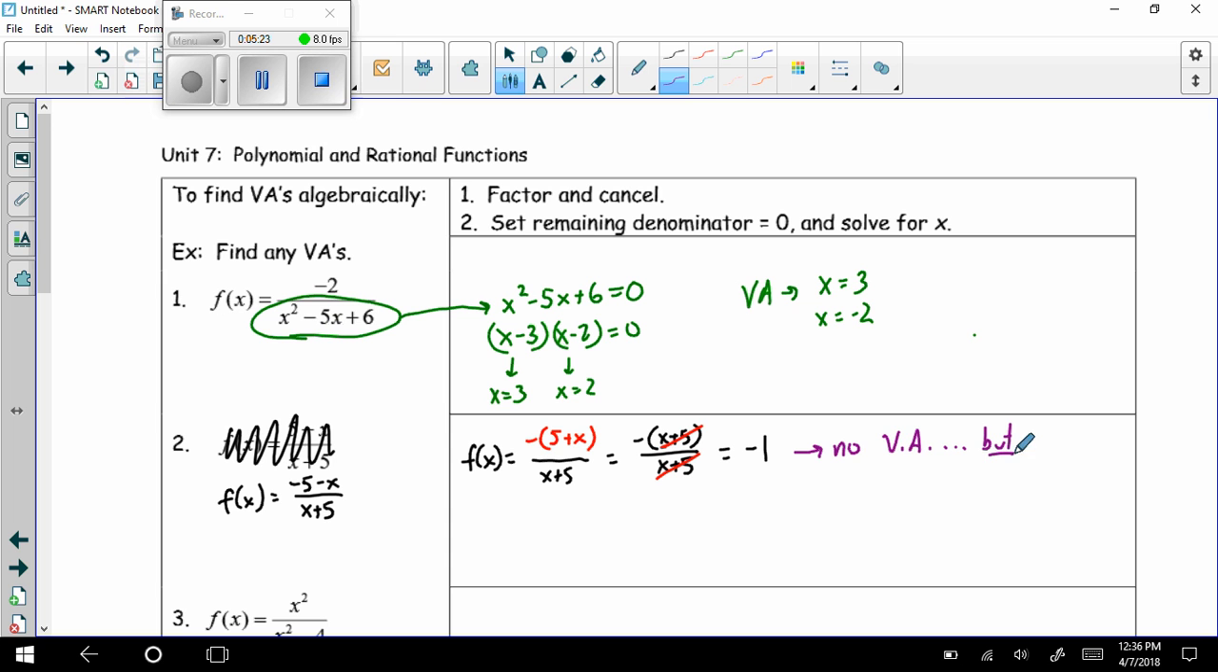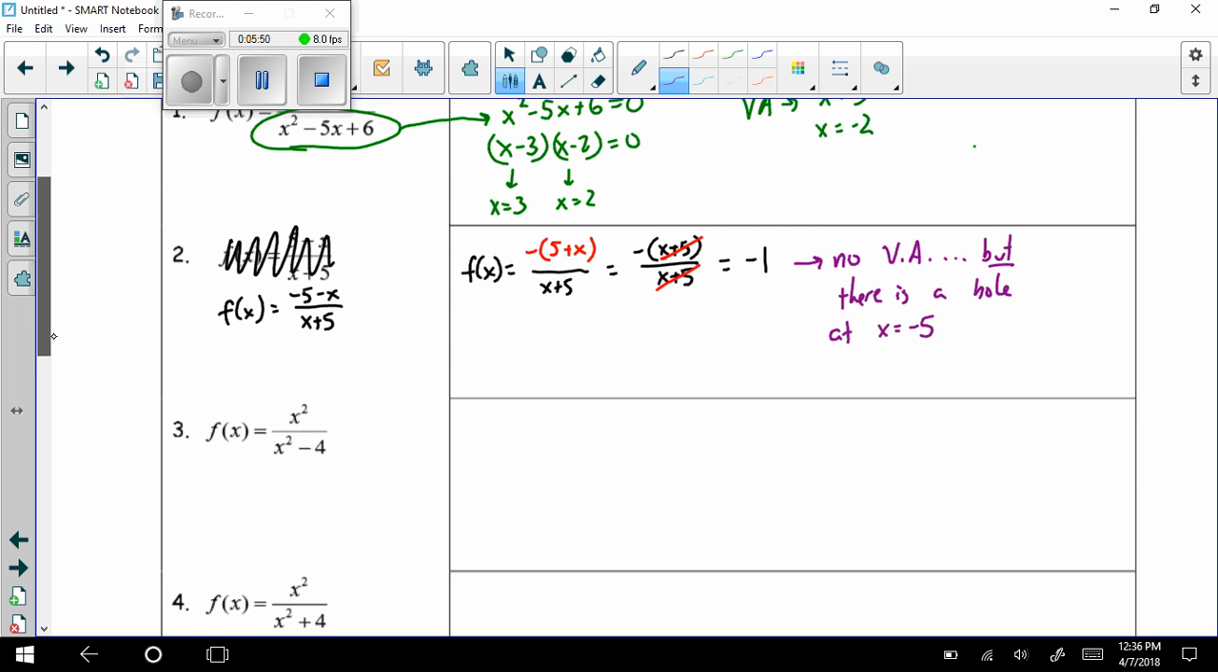But there is a hole at x equals -5. So if stuff cancels and we have no remaining VA, you have to talk about the fact that there might be a hole in your graph. And as that occurs more and more frequently, we'll probably talk through some of those examples in class.